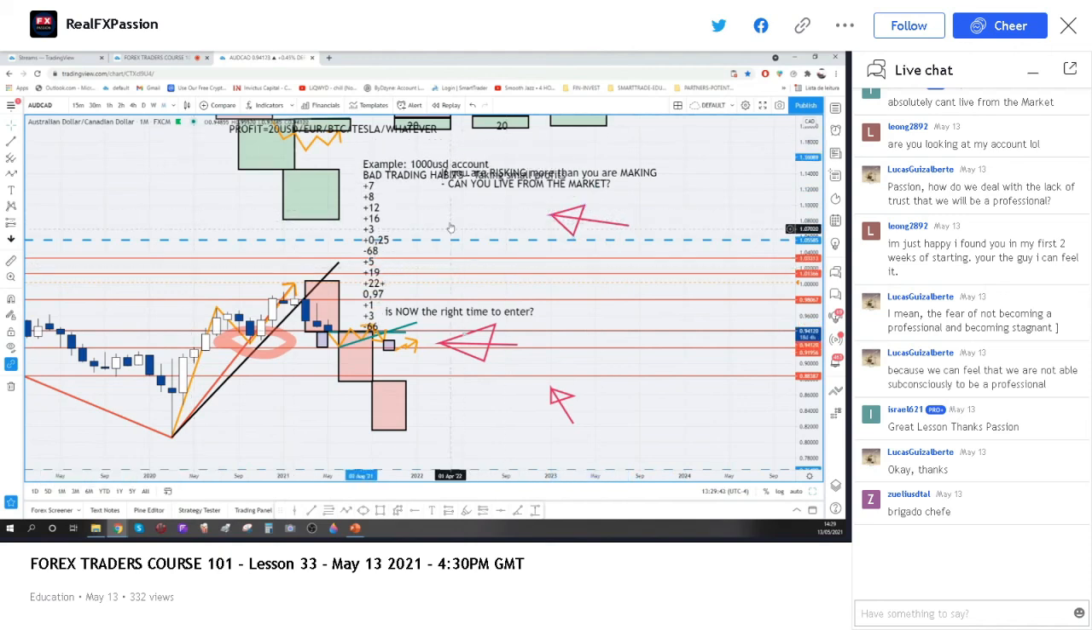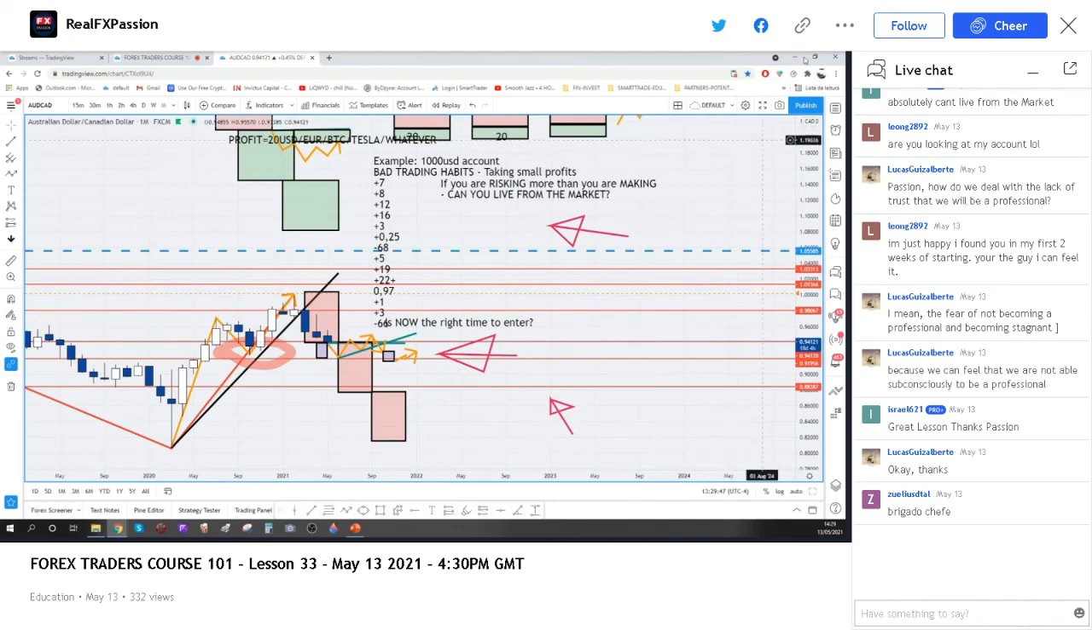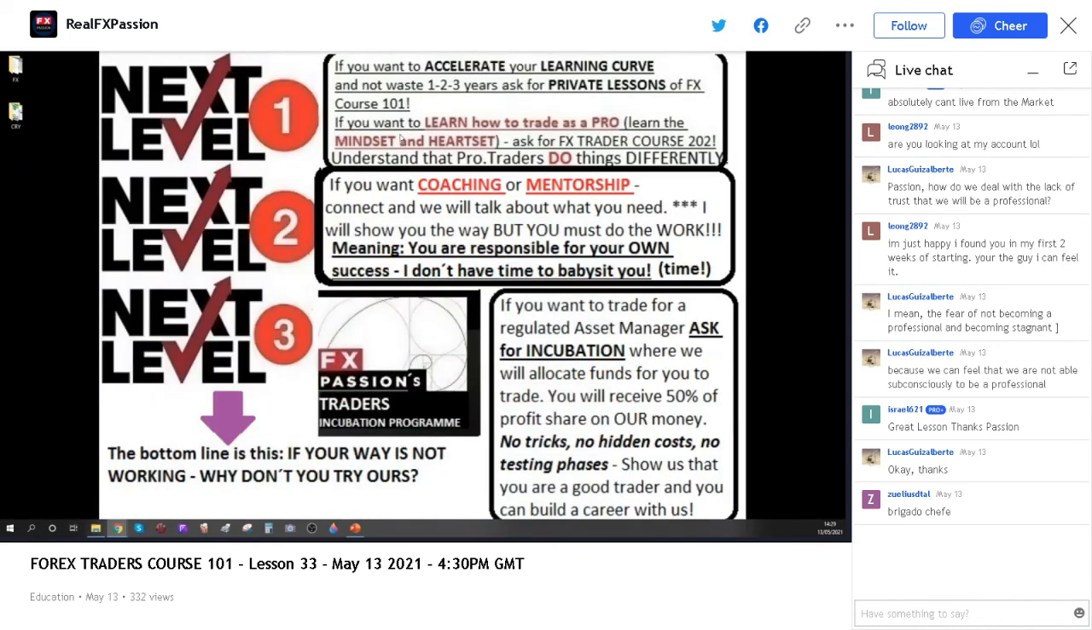This knowledge is not enough, everybody. There are some exceptions, but most of us are struggling for 5 years, 6 years, 7 years, and we need some different knowledge. And this is the mindset and the heart set. And we need to understand that professional traders do things differently.